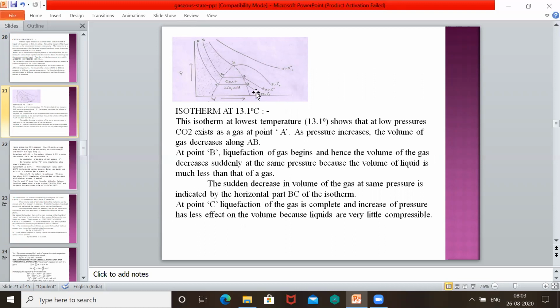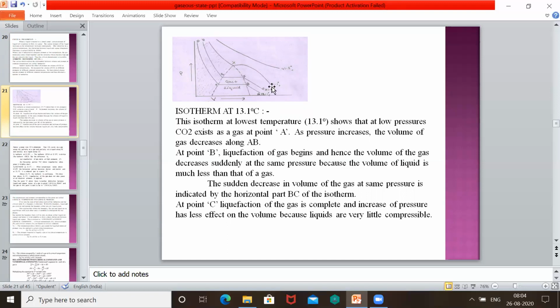He got a curve A, B, C, D. He has divided it: AB is gas, BC is where gas liquefaction starts, partial liquid and partial gas. From CD, it is completely liquid. Second, he drew at 21.1 and he got EFGH. EF is gas, FG is partial liquid and gas, and GH is completely liquid.